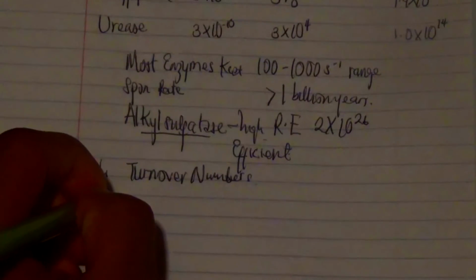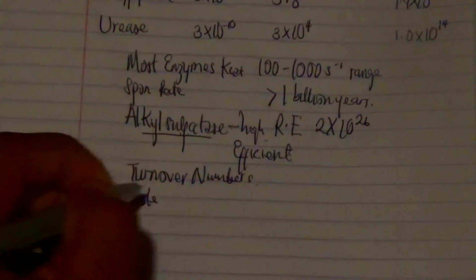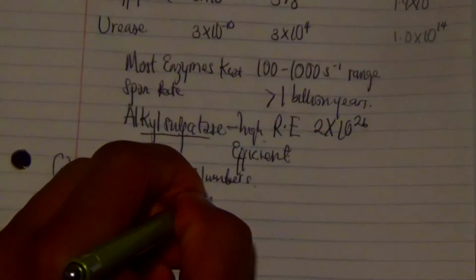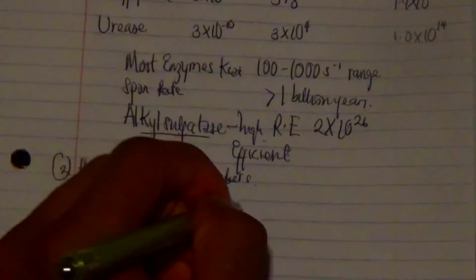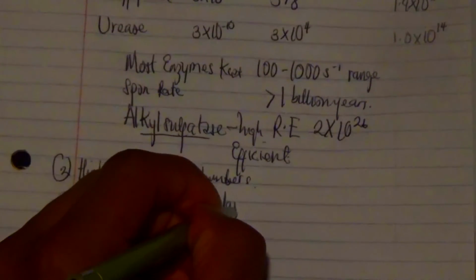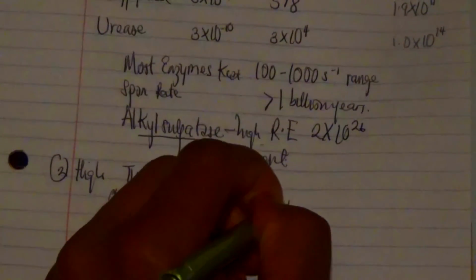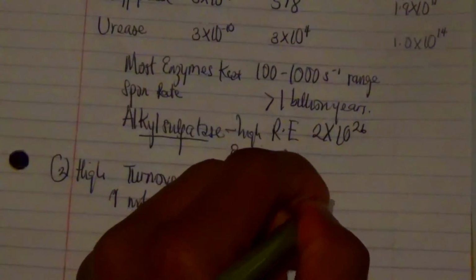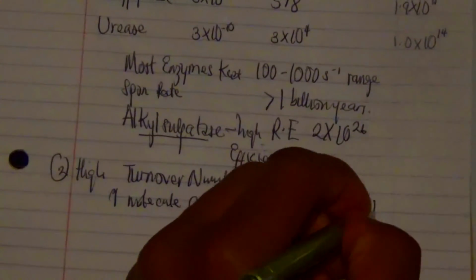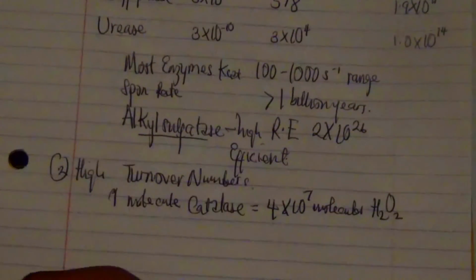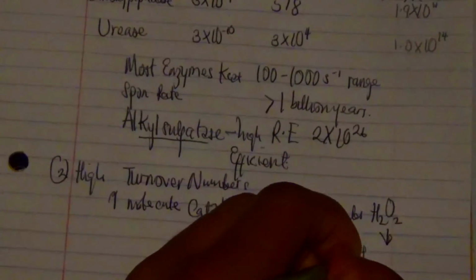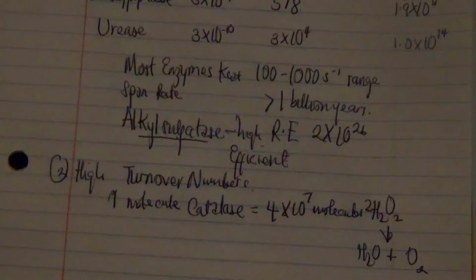For example, let's say we have one molecule of catalyst. Let's choose a particular catalyst called catalase. What we realize is that this one molecule can actually convert 4 times 10 raised to the power 7 molecules of H2O2, which is hydrogen peroxide, into water and oxygen. It's quite impressive how catalysts can do just that, whereas without catalysts we would see a really slow process.